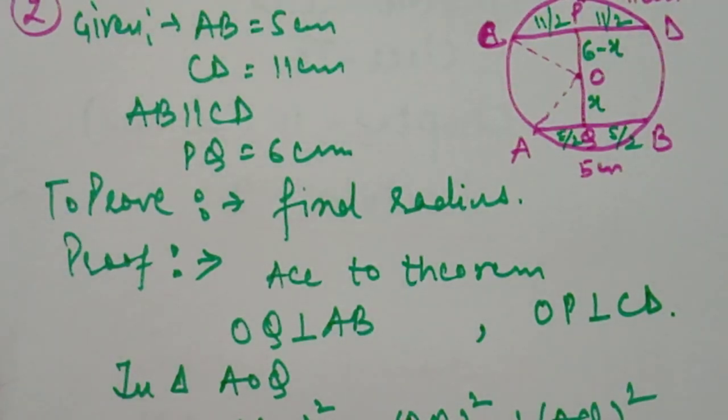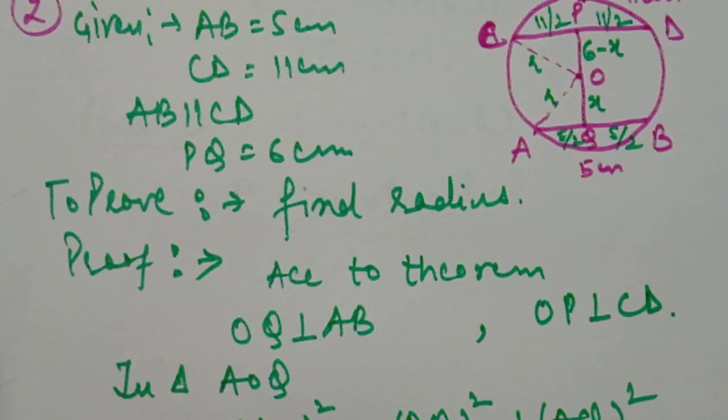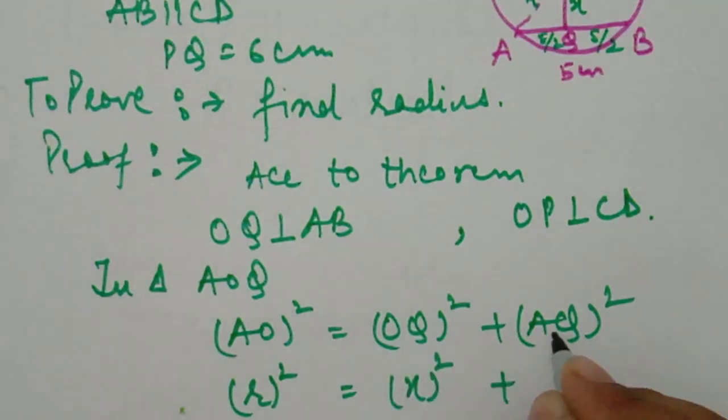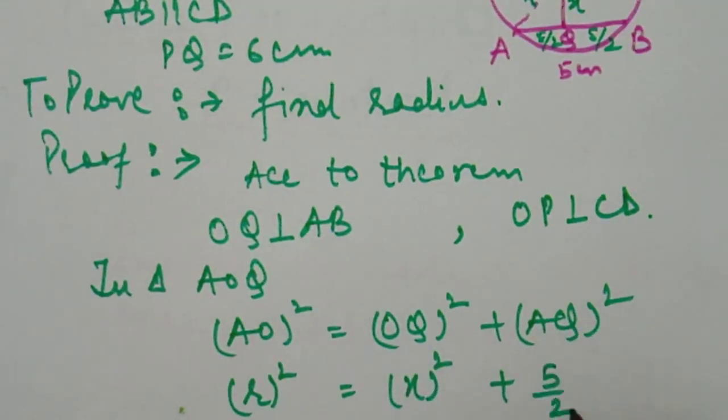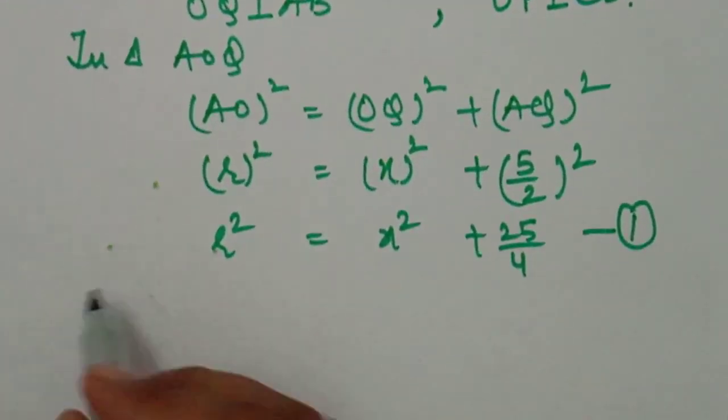Hypotenuse square is equal to perpendicular square plus base square. Hypotenuse, we will take it as radius r. They both are radius r. So this is the hypotenuse, OQ is the perpendicular, and then the base. R square is equal to OQ, which is x, square plus AQ, which is 5 by 2, square. So r square is equal to x square plus 25 by 4. This is our equation number 1.